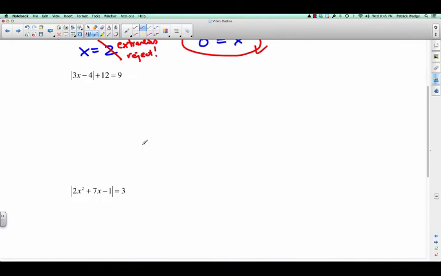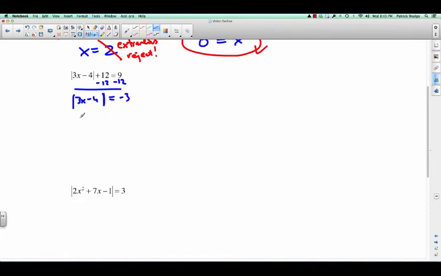Okay, more of the same here. Well, there's one extra step. We have to isolate the absolute value signs, and it's not isolated right now. We also have a plus 12 on this side. Pretty easy to deal with that though. Just take away 12 on both sides, then you'll have the absolute value sign isolated, equals negative 3.